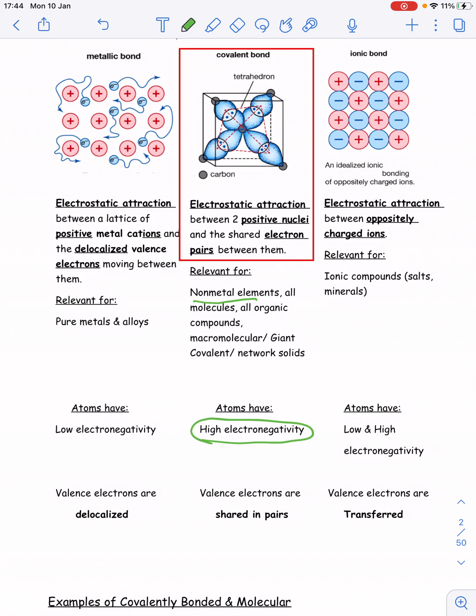When different atoms get together that both have high electronegativity, both of the atoms are going to attract the valence electrons relatively strongly. And that will mean that neither one of those atoms can steal the electrons from the other atom. And so what ends up happening is that the valence electrons are shared in pairs.